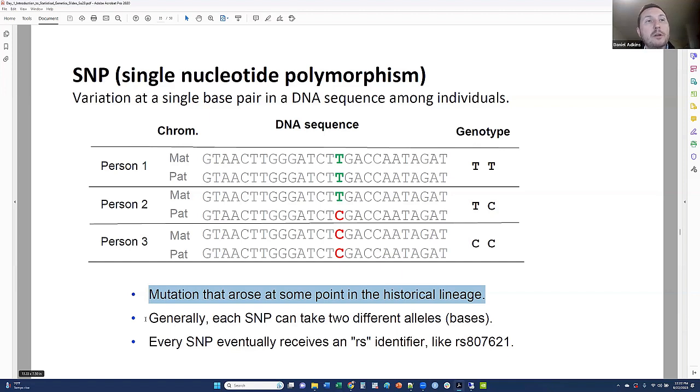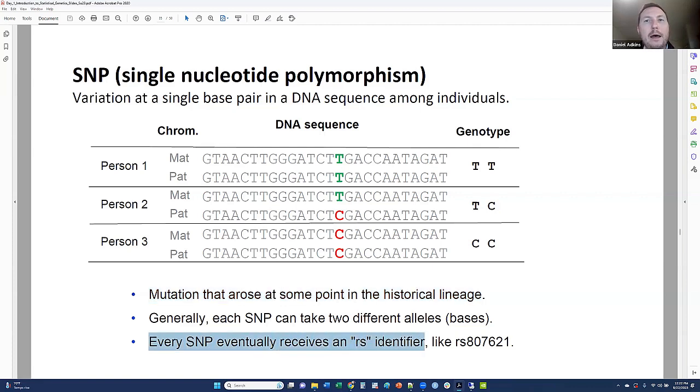Okay. So generally, each SNP can take two different alleles. In this case, it can either take a T or a C. And then, after a SNP has been identified and validated, eventually it gets an RS identifier. This is a unique identifier that every SNP has, and you can bang these through dbSNP or various online databases to get information about any given SNP.